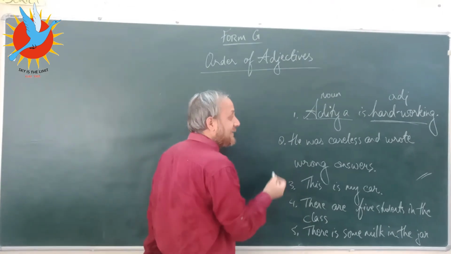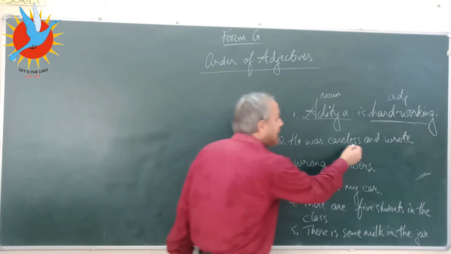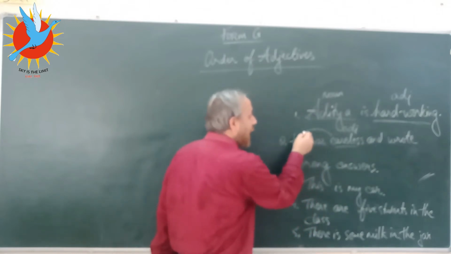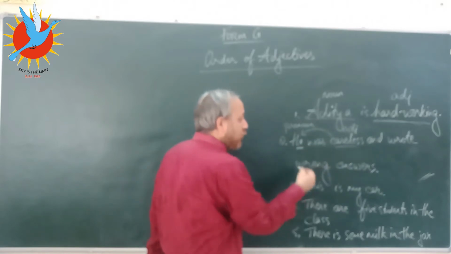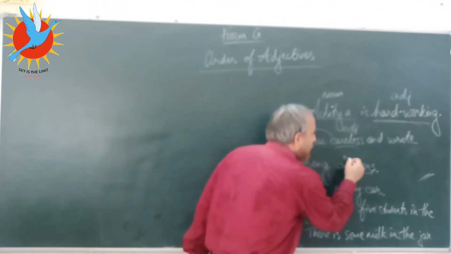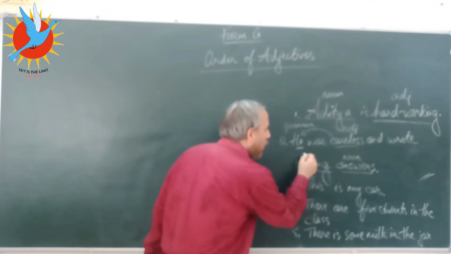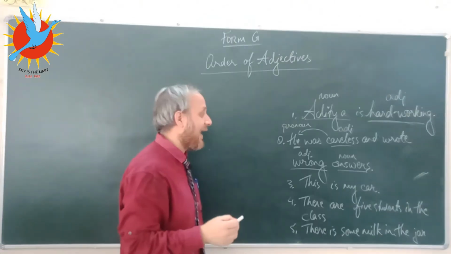If you look at the second sentence now, he was careless and wrote wrong answers. Careless here is an adjective that is giving us more information about the pronoun he. This is a pronoun. And in wrote wrong answers, answers is a noun again. What kind of answers did he write? He wrote wrong answers. Again, this is a descriptive adjective.